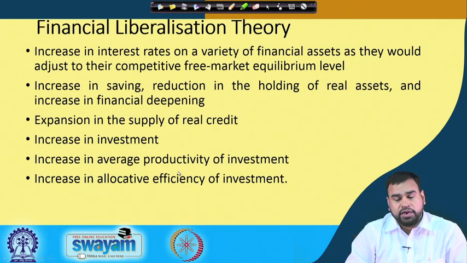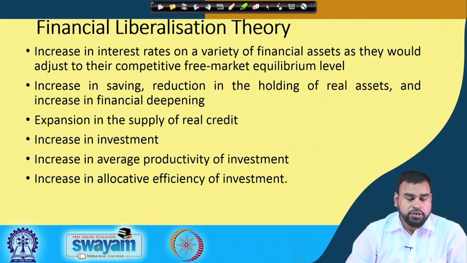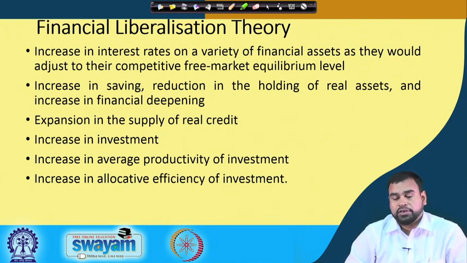Then we have the financial liberalization theory, which believes that government intervention is not required, because everything should be adjusted in terms of market forces, both demand and supply. So, interest rates on a variety of financial assets would adjust to their competitive free market equilibrium. Financial liberalization leads to an increase in savings, a reduction in the holding of real assets, and an increase in financial deepening. That means financial development and growth will be more expansive, as well as development in terms of instruments and operations.